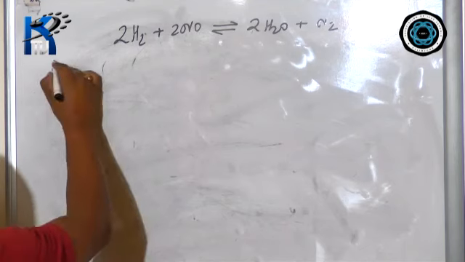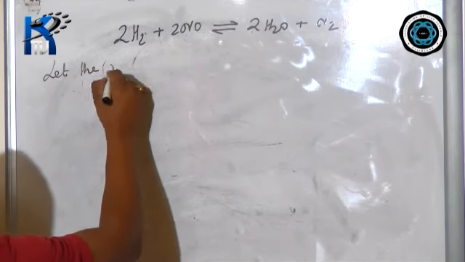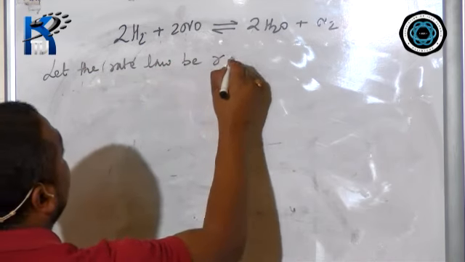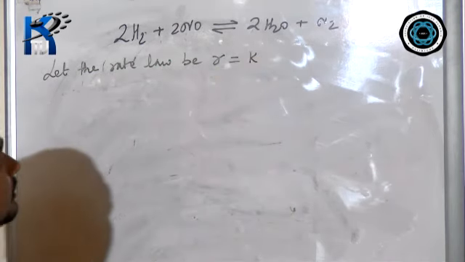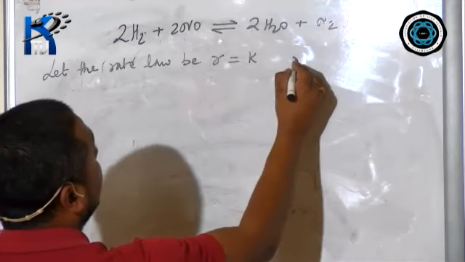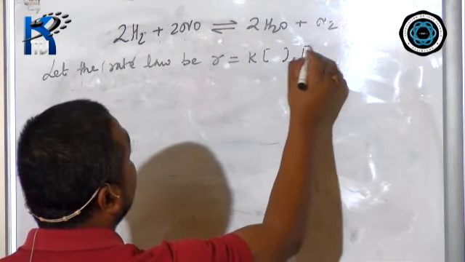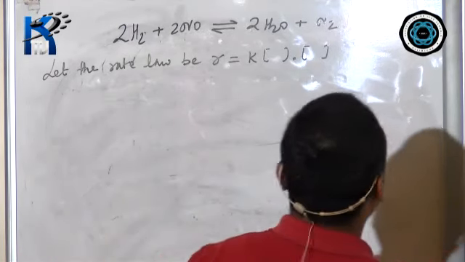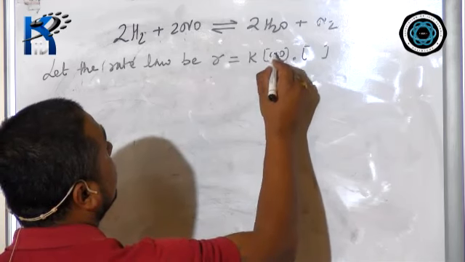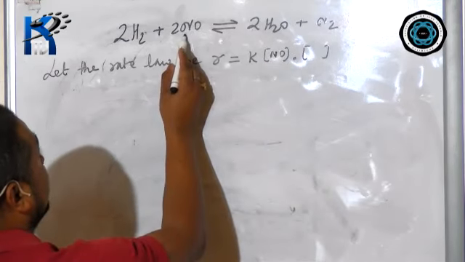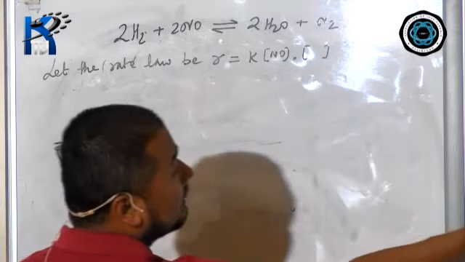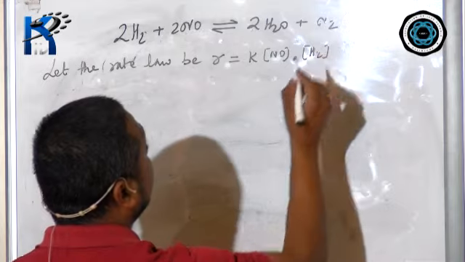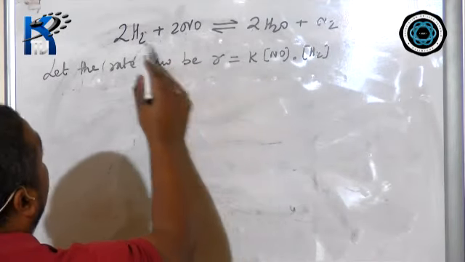Now you have to find the rate law, so suppose the rate law first. Let the rate law be R = K, first you write R = K, into the concentration of the reactants. In the table, NO is given first, therefore here also you write NO first, though in the reaction it is second. And in the table, hydrogen is given second, so here also we write it second. So these are the two reactants you can see, NO and H2.